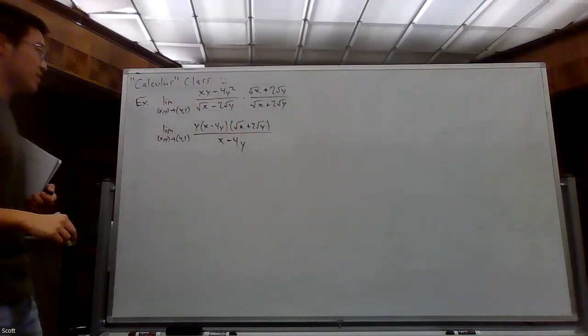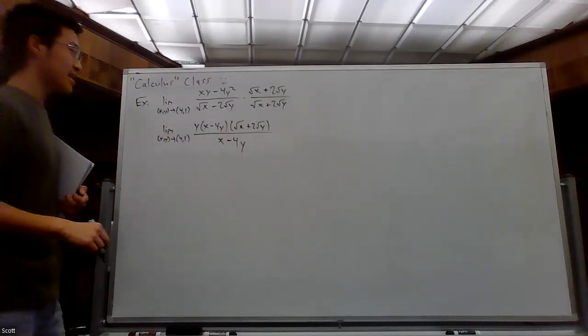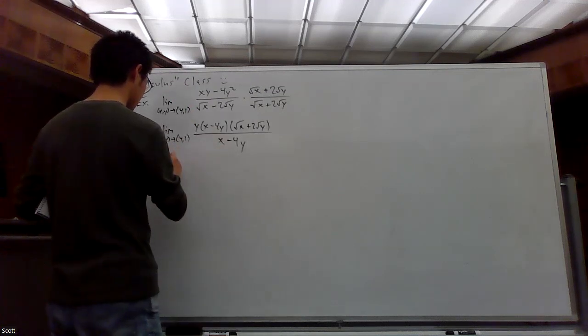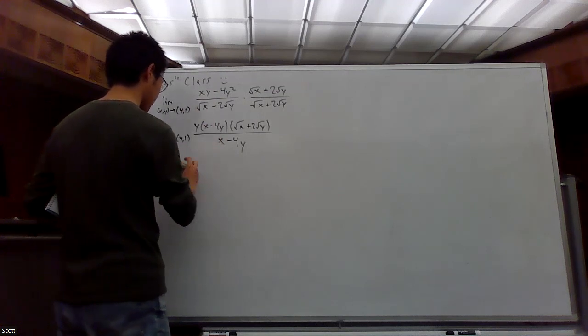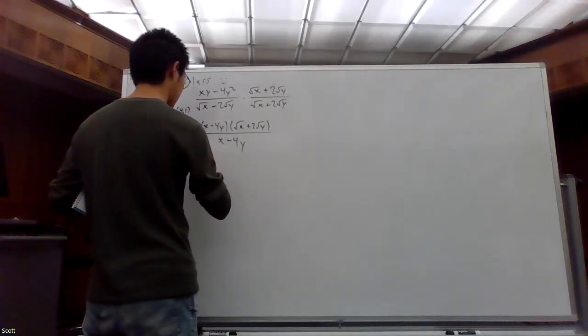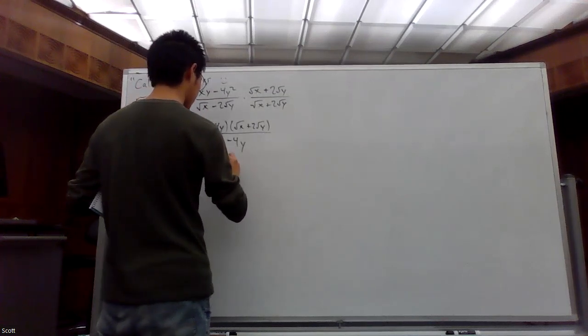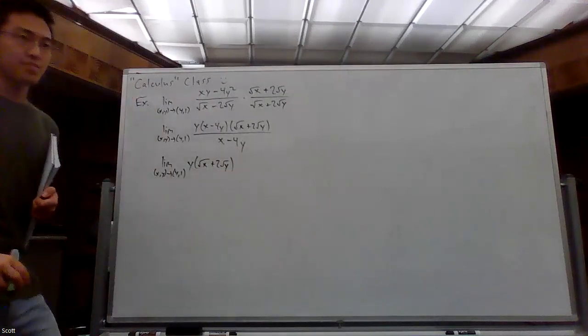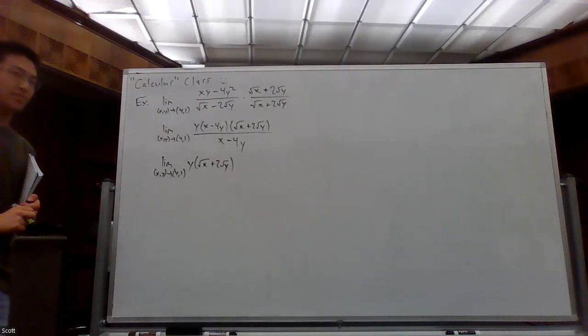Now, if you can't see why we did this, then Lang is teaching. There's 2 sections of Calc 1 going on right now, so you can audit. The limit as (x, y) goes to (4, 1) of y times the square root of x plus 2 times the square root of y. And now there's no issue with substitution. We have something we can plug directly into.